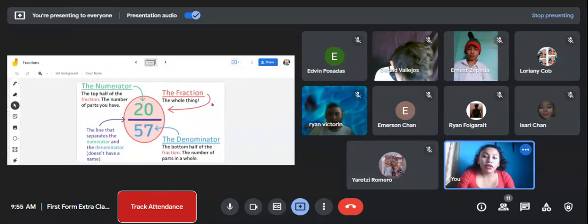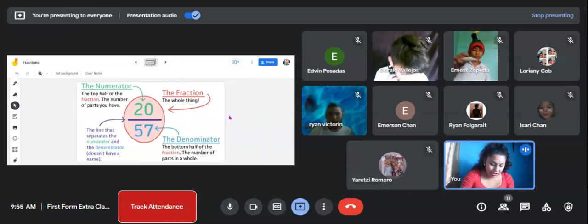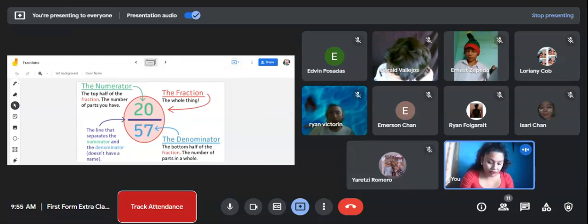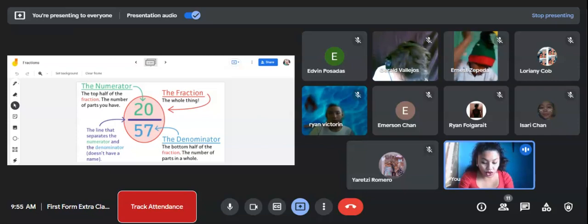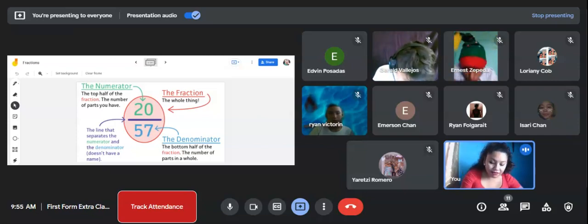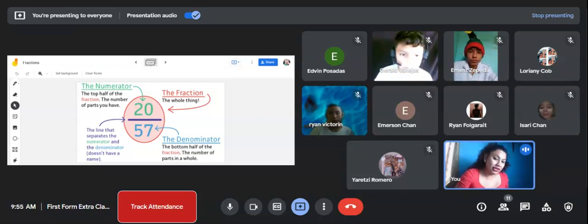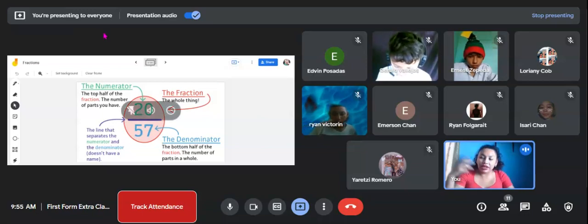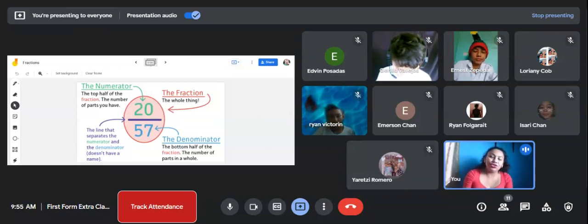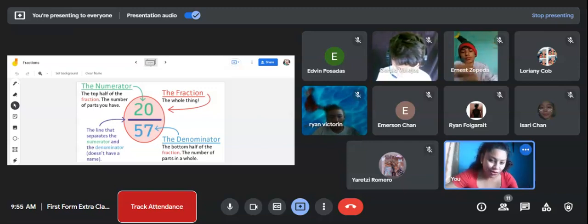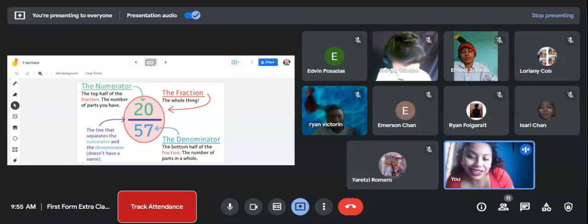Now, the basics of fractions. First of all, you need to make sure that you know what we call the parts of the fraction. What is the numerator? What is the denominator? What does the line that divides these two numbers represent? And what do you call the whole thing? Well, the whole thing is called a fraction, of course.